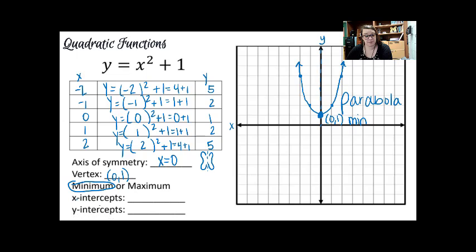X-intercepts and y-intercepts. X-intercepts is where it crosses the x-axis. Let's look at the x-axis. Doesn't cross, so there's none for this one. The y-intercept is where it hits the y-axis. If you look through the y-axis, it does hit it right here at 0, 1. All right, let's try another one. I know that felt like a lot.